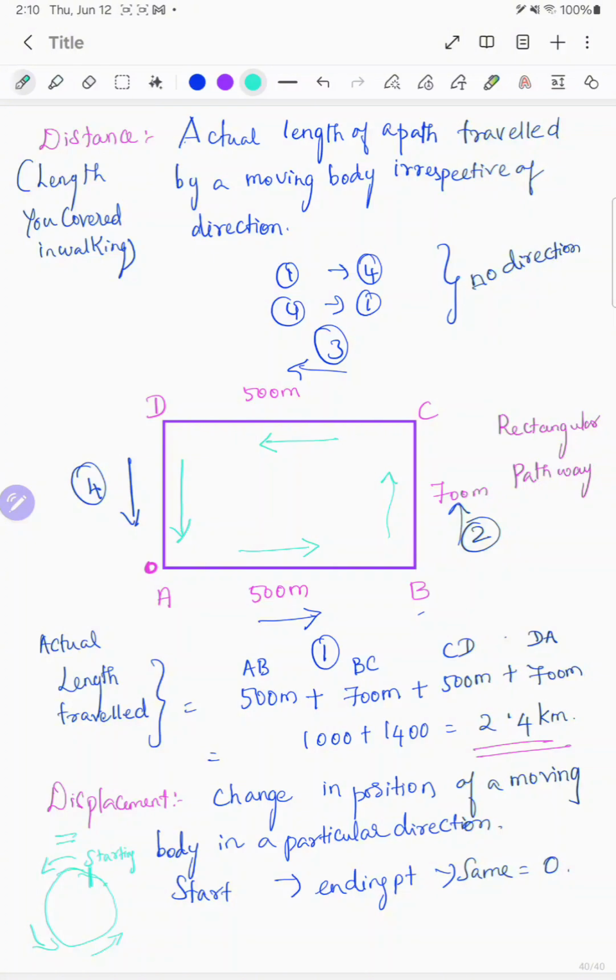Displacement takes the starting and ending point and their direction into account. So distance is a scalar quantity and no direction is required here. But for displacement, direction is the main thing, and it's a vector quantity. Okay, that's all for distance and displacement.